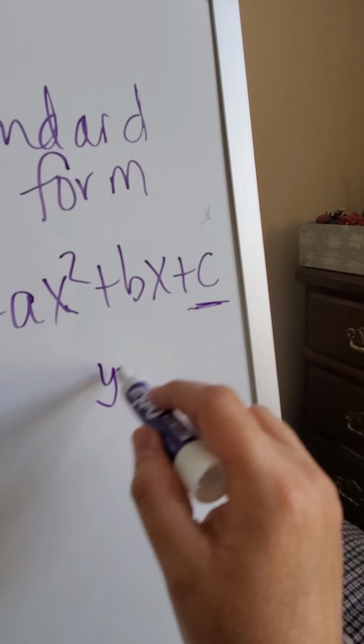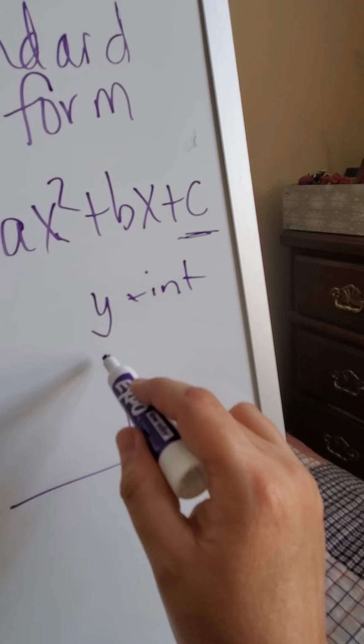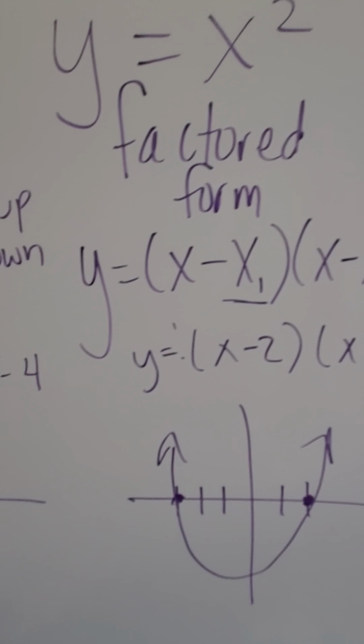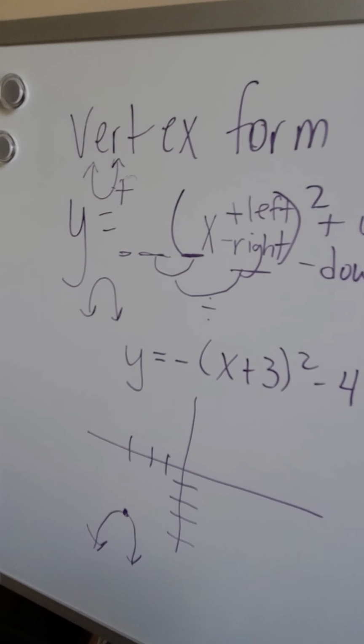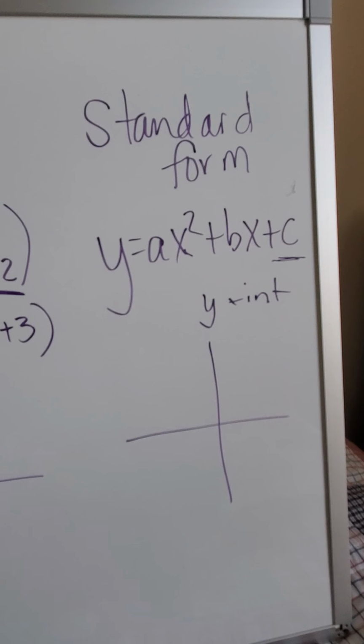Okay, is this c at the end? That represents my y-intercept, where my graph will cross the y-axis. So that's just a brief look at vertex form, factored form, and standard form of a parabola.